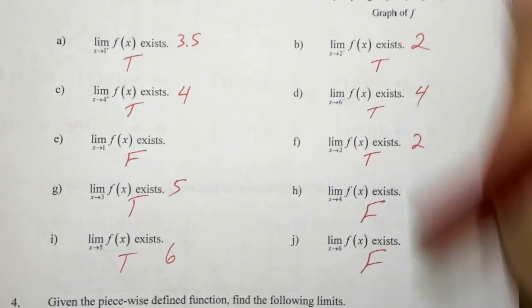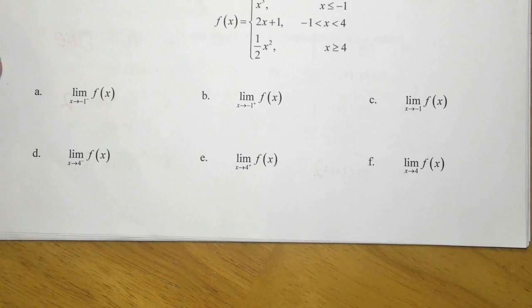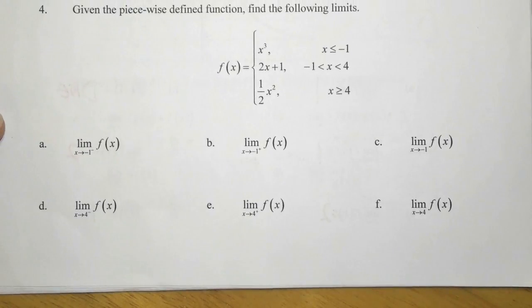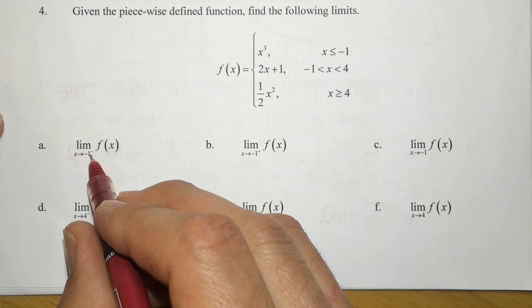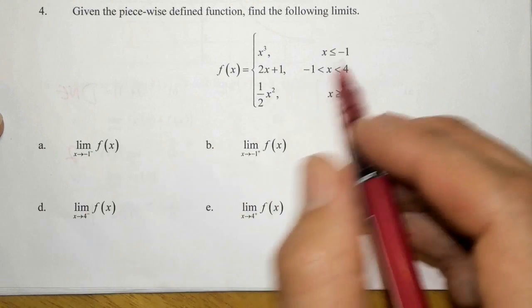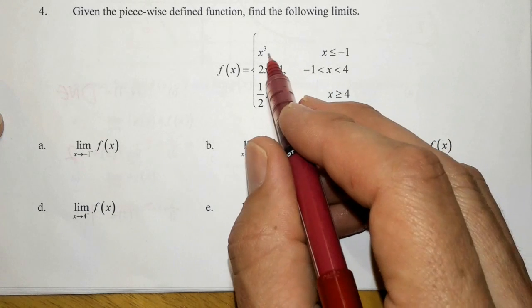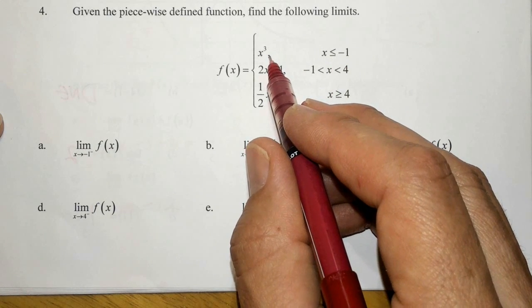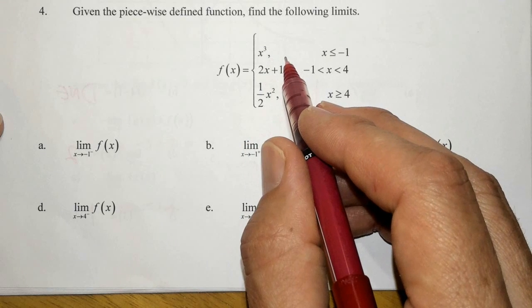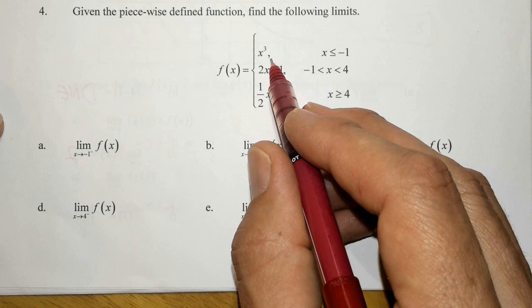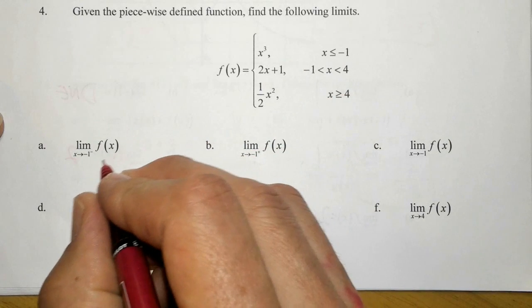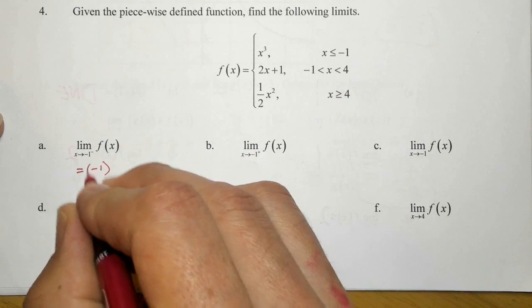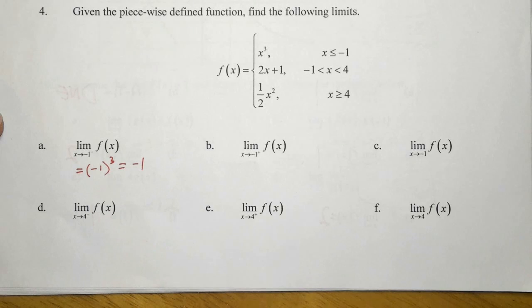All right, and then underneath that we have the piecewise defined function. We have to find the following limits for number 4. The limit as x approaches -1 from the left. These are numbers that are smaller than -1. Smaller than -1 means we use x cubed. So we're using like -1.0001, which is so close to -1 that we can basically just use -1. So this is equal to -1 cubed, or -1.